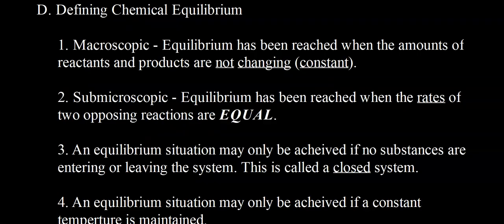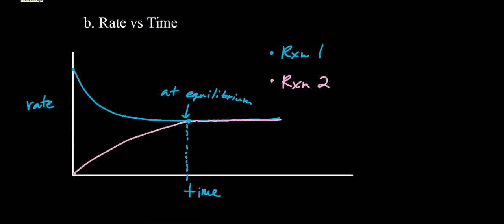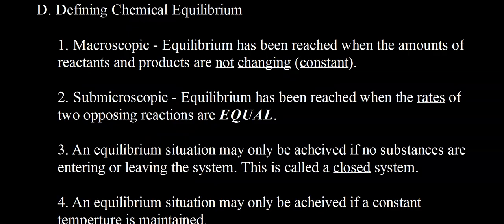So, in summary, macroscopically, what we can see with our eyes, equilibrium has been reached when the amounts of the reactants and products are not changing. Their amounts become constant. Submicroscopically, going back to this graph here, look at the rates. At equilibrium, the reactions are still going. So submicroscopically, equilibrium has been reached when the rates of the two opposing reactions are equal.